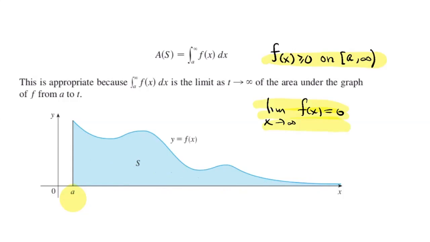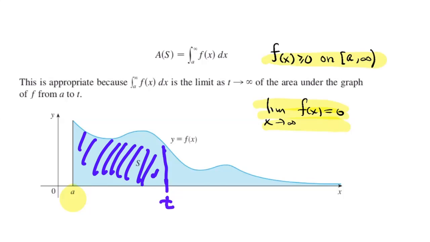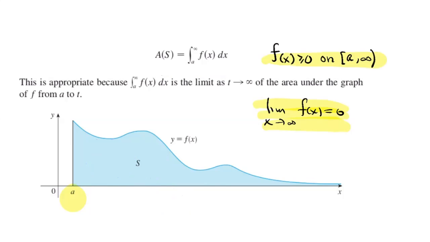So if you compute the area from a to t for some value t that's bigger than or equal to a, and you can get an expression for that area as a function of t, then the infinite integral is the limit of that thing as t goes to infinity. That's what the author is defining here. We're saying that the integral from a to infinity is just the limit as t goes to infinity of the area under the graph from a to t. So you pick a value of t. Maybe I'll just draw one in here permanently.